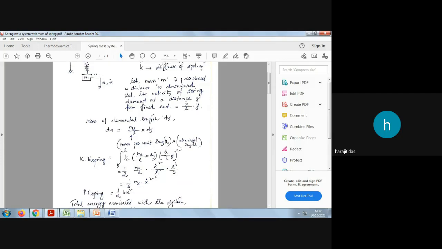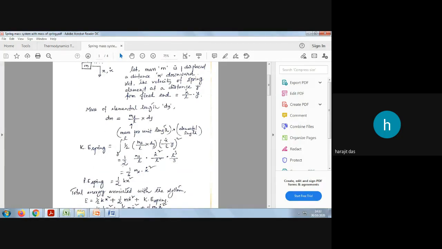So after calculation, what will you get? The half comes out as a constant, then ms upon L, then x dot square by L square, and the variable is y square dy. The integral of y square dy is y cube by 3. I have written it directly, as this is a very easy integration. So half ms upon L, times x dot by L squared, times y cube upon 3.